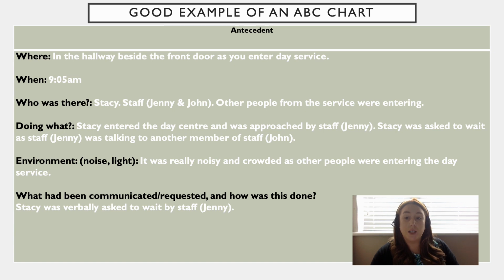The environment section has been filled out and we can see that it was really noisy, it was crowded and there was other people entering the day service. So these might be triggers for Stacey, so noise, busy environment, and it's helpful to start to get a picture of what it would have been like for Stacey entering the day service. We also know what was communicated and requested to Stacey and how this was done, so we know that there was a verbal demand of asking her to wait.